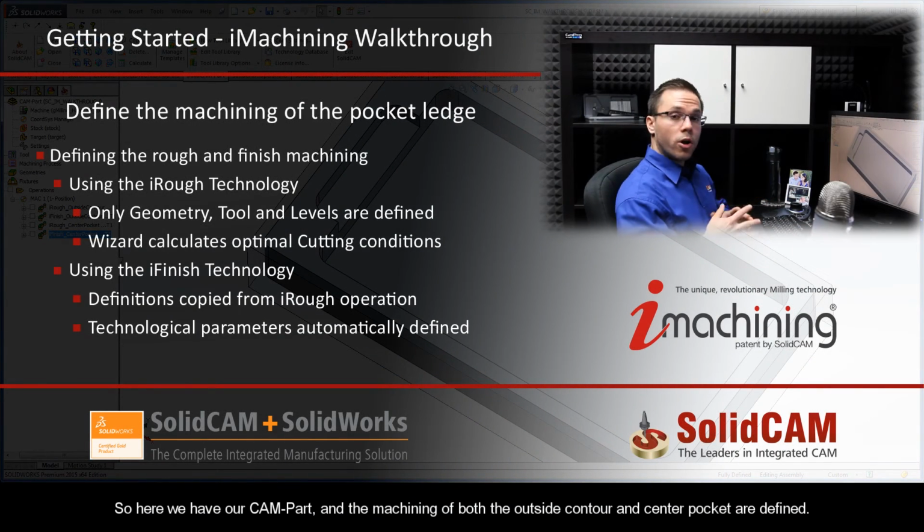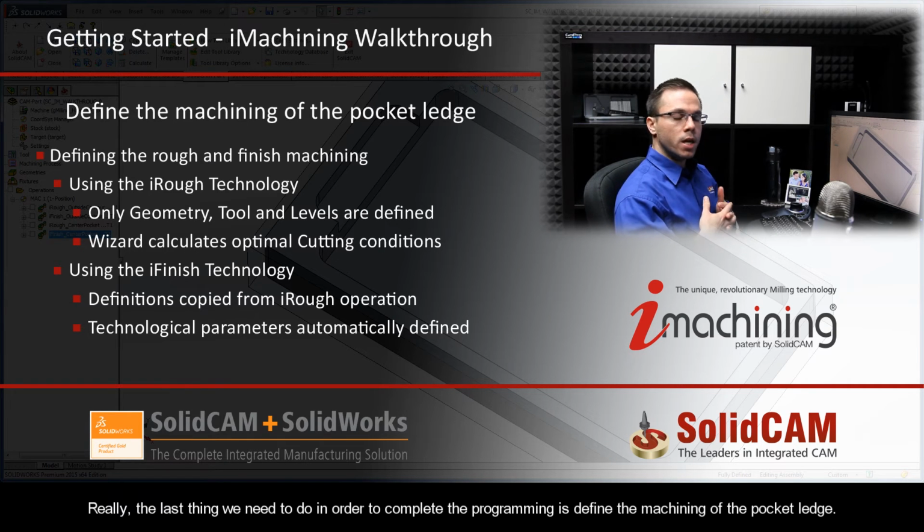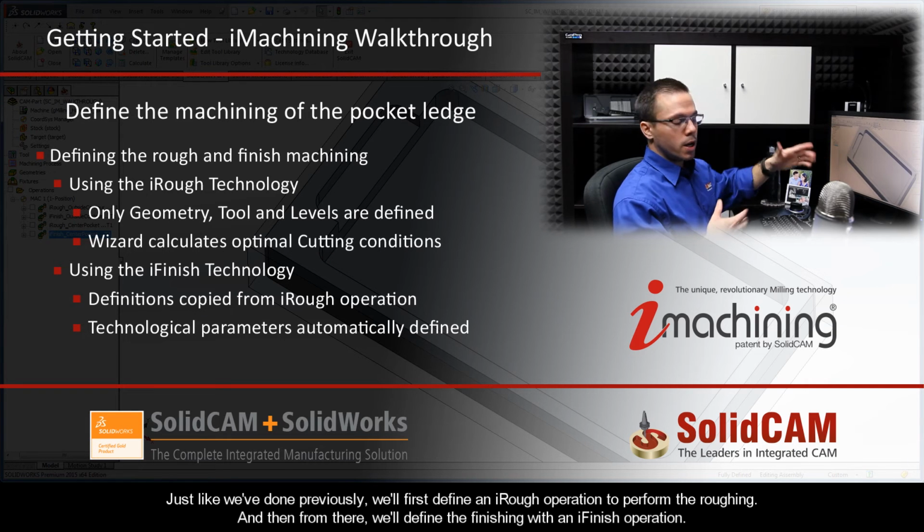Okay, so here we have our cam part, and the machining of both the outside contour and center pocket are defined. Really, the last thing we need to do in order to complete the programming is define the machining of the pocket ledge. Now, just like we've done previously, we'll first define an iRough operation to perform the roughing, and then from there, we'll define the finishing with an iFinish operation.